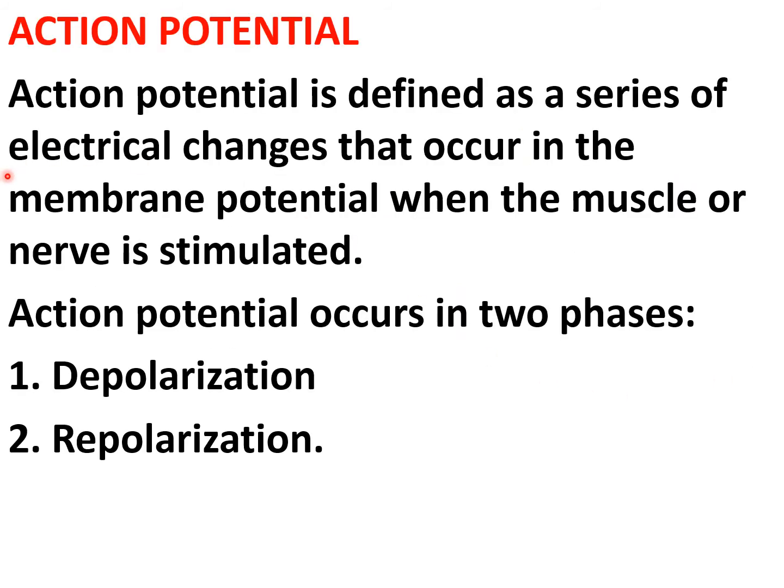So first of all, what is the definition of the action potential? Action potential is defined as a series of electrical changes that occur in the membrane potential when the muscle or nerve is stimulated, and it occurs mainly in two phases, depolarization and repolarization.